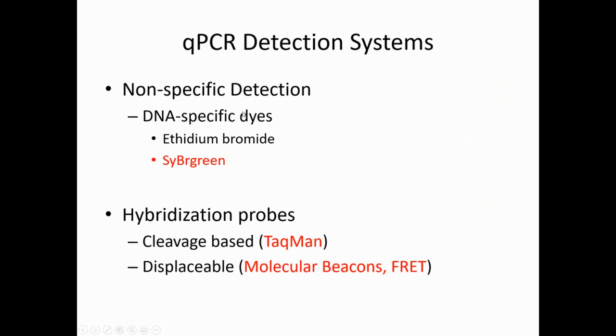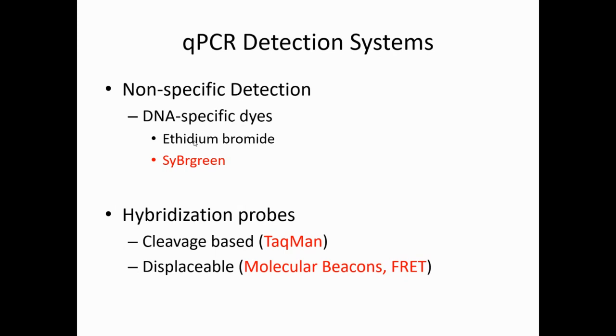One is non-specific detection dye. Non-specific detection means the dye that you use can bind DNA non-specifically, like ethidium bromide and SYBR Green. These 2 dyes bind DNA non-specifically. They will measure the amount of DNA, because ethidium bromide binds double-stranded DNA.